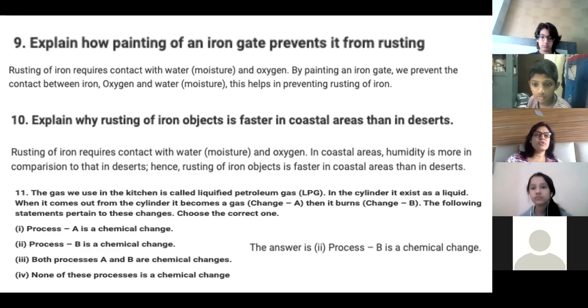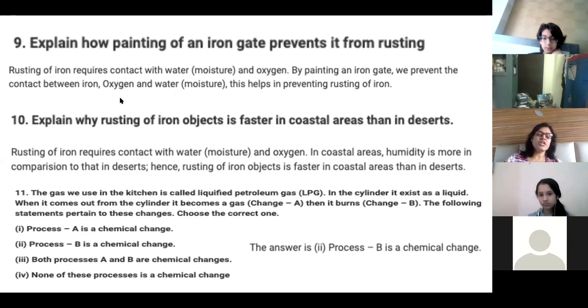One more question you can add, this question: explain how painting of an iron gate prevents it from rusting. This is also important. You have to say painting. Because of painting, you prevent the contact of iron with oxygen and water, and this helps in prevention of rusting.